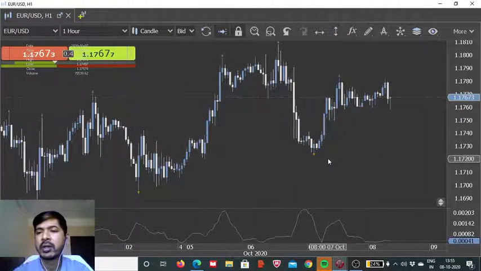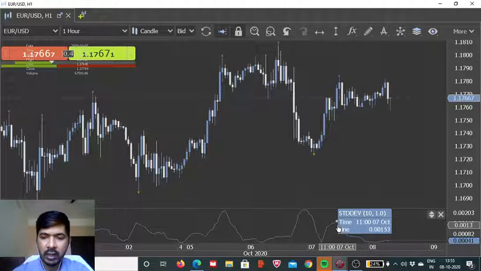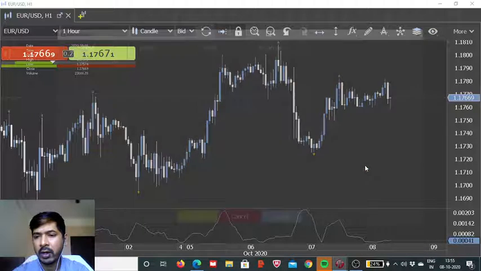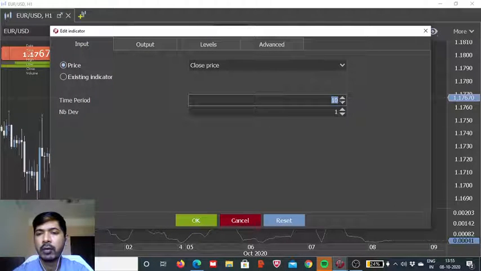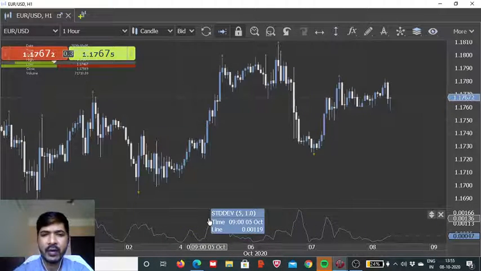This is the Euro USD chart on the hourly time frame. Here I have added the standard deviation indicator. I think I had changed the value. Let me restore the default values here. The default value is usually 5 for the time period, and the deviation has been kept at 1.